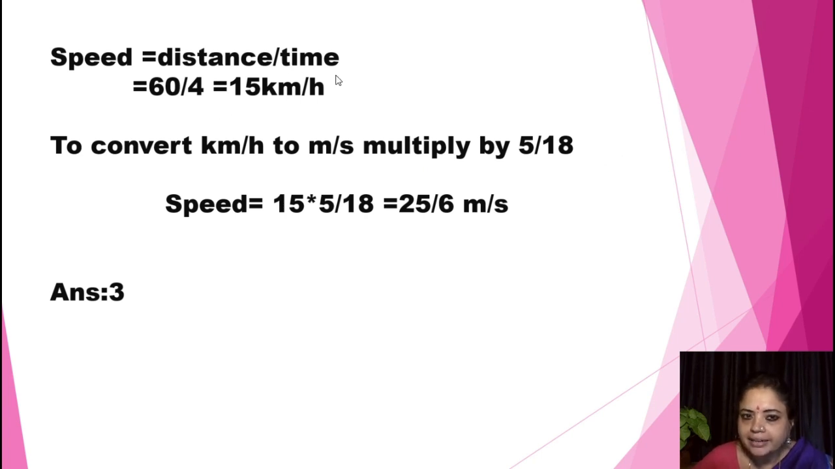So once you have calculated the speed, 15 km per hour, that is the speed, then we need to convert it into meter per second. So kilometer per hour to meter per second conversion is multiply by 5 by 18. So speed is 15 into 5 by 18, which will be 25 by 6. So answer will be option 3.